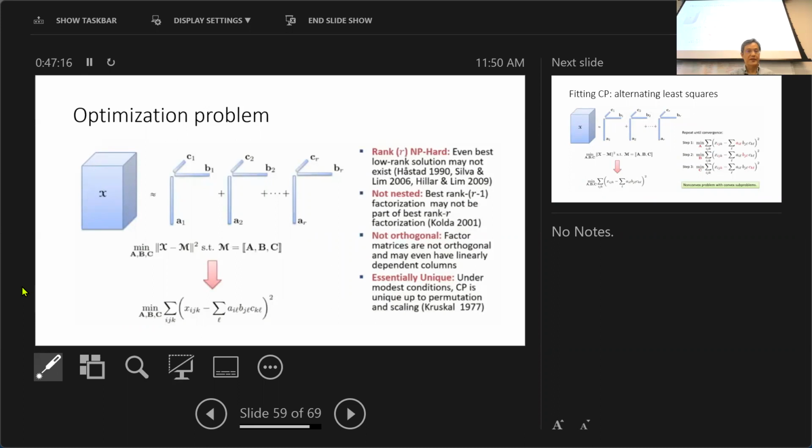It is an optimization problem. As I explained, you try to minimize the difference between these two tensors, original data and reconstructed. Original is X and reconstructed is M. M is reconstructed by three sets of components, vectors A, B, C. So this is the equation for the minimization. You try to minimize this difference.